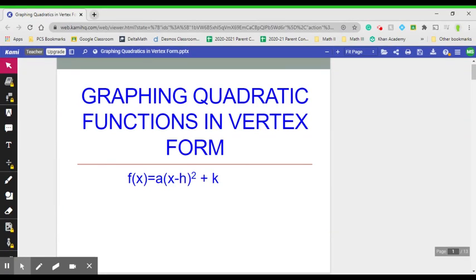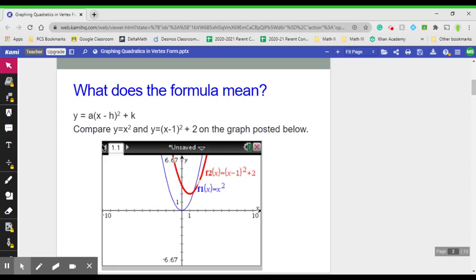In this video, we are going to be covering the steps and examples of graphing quadratic functions in vertex form. For starters, we have a general version of this form of quadratics: y equals, or f of x equals, a times the parentheses x minus h squared plus k.